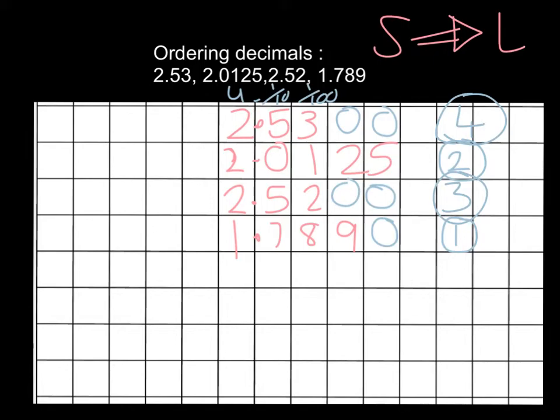Remember in the exam that you need to write them out, so you just put them in order. 1.789, 2.0125, 2.52, and then 2.53.